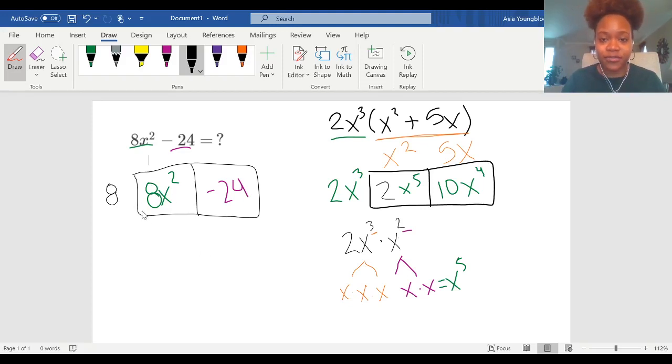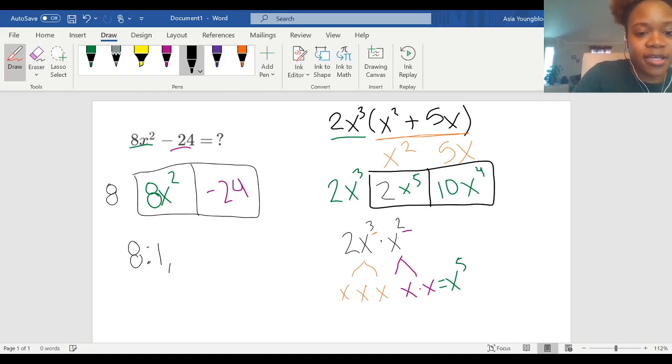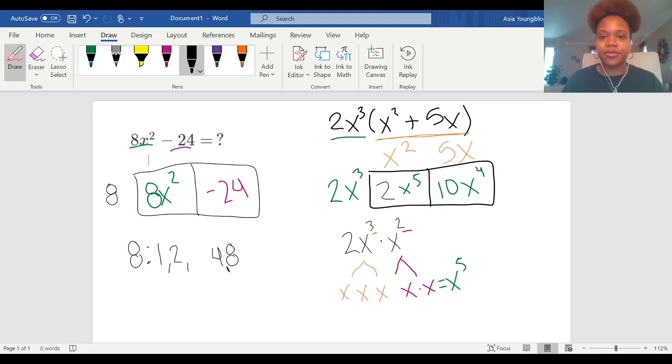So what are the factors of 8? What numbers do we multiply to get 8? We know we can do 1 times 8, right? 1 times 8 is 8. We also know 2 times 4. Oops, not 48. Right? 2 times 4 is 8. And then 3 isn't going to work, so we're not going to add 3. So these are the 4 factors of 8: 1, 2, 4, and 8.